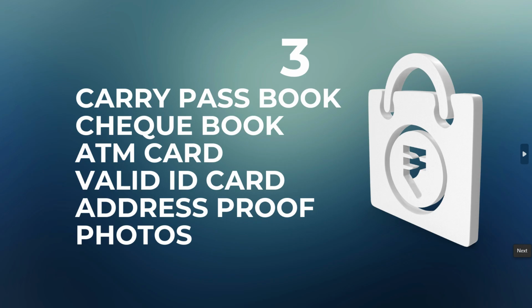Next, these are the required documents to close your Union Bank of India savings account. You must carry your passbook, your unused checkbook, your ATM card, a valid ID card, and address proof like Aadhaar card, PAN card, driving license, any telephone bill or any residence proof, and passport size photos.